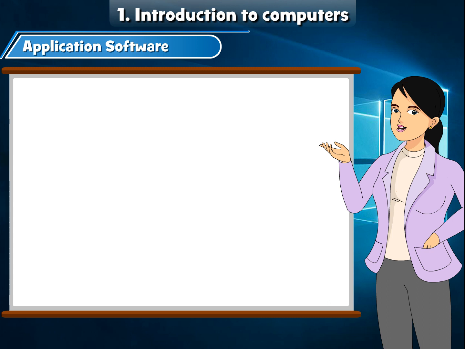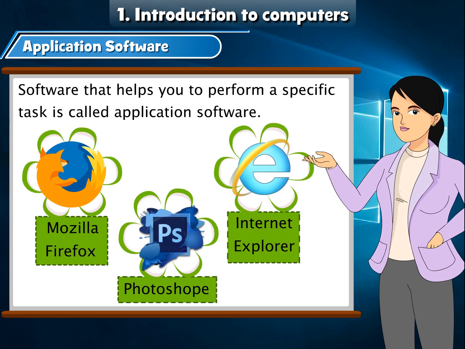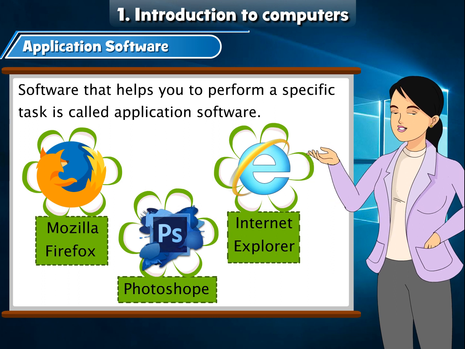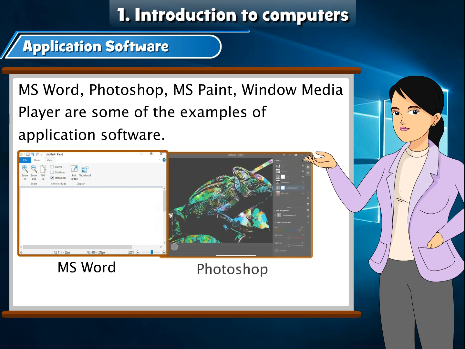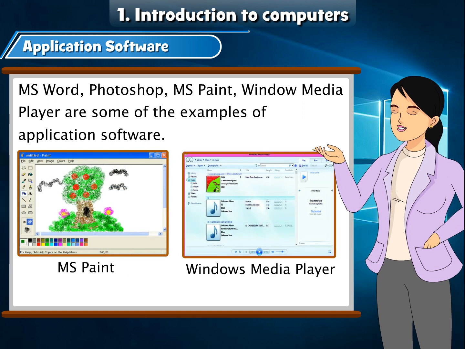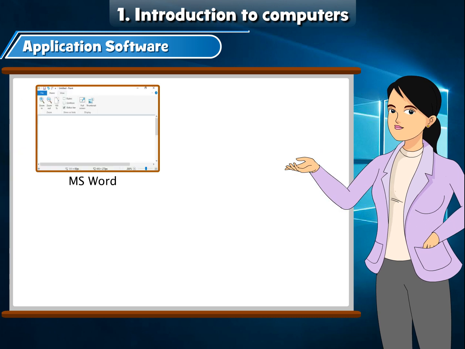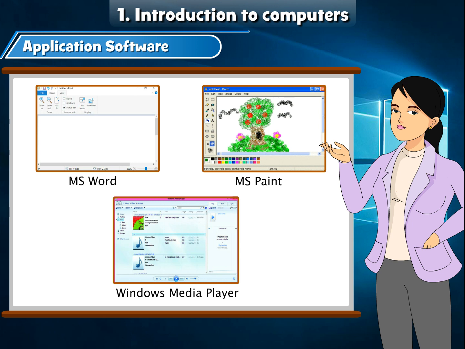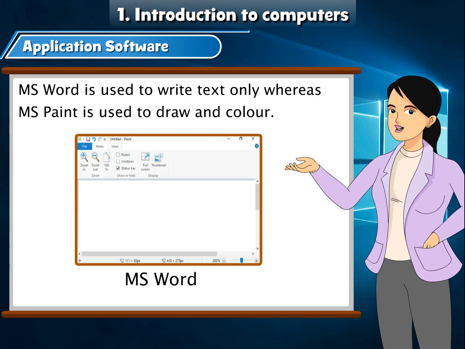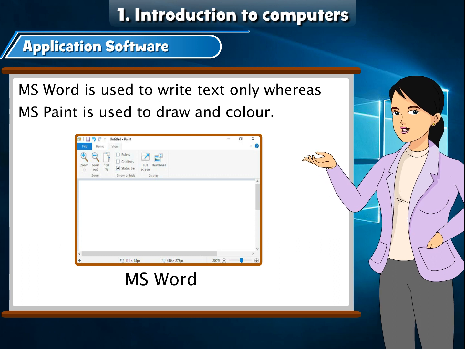2. Application software. Software that helps you to perform a specific task is called application software. MS Word, Photoshop, MS Paint, Windows Media Player are some examples of application software. MS Word is used to write text only, whereas MS Paint is used to draw and color.